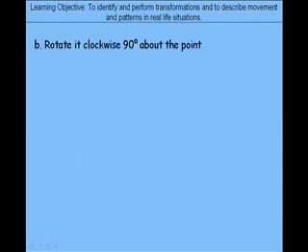Okay, so that's a reflection. Part B. Now we're going to rotate it 90 degrees clockwise about the point. I think rotation is the toughest one to draw. So what you want to do is you want to take that point and keep it steady and rotate that pentagon 90 degrees. So this is kind of what it looks like.